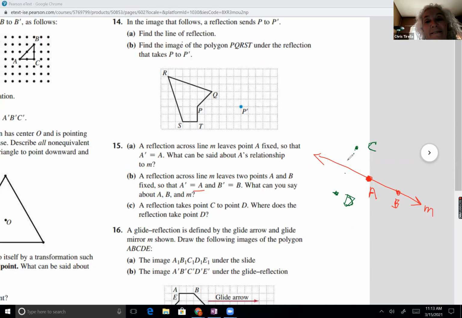Nobody? D is going to... Good. D reflects onto C. Yeah, wouldn't D fall on C?